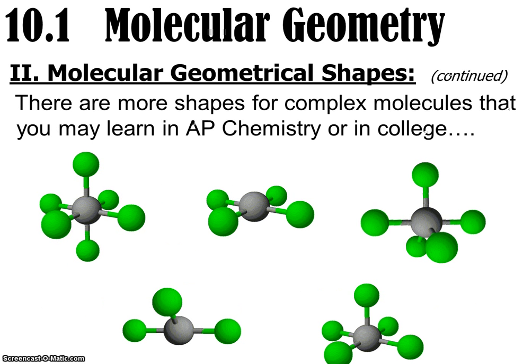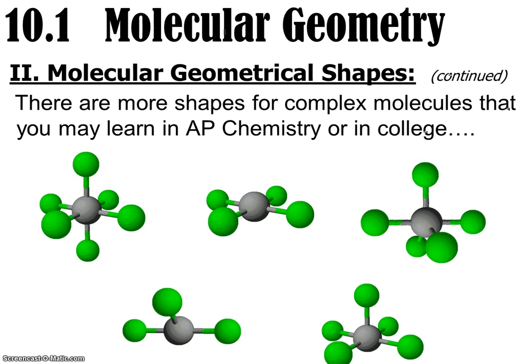For more complicated molecules that break the octet rule, there are many more shapes, as you can see here in this picture. There are ones called seesaw, octahedron, all kinds of interesting different shapes for molecules that break the octet rule. So we're not going to cover them now. You might learn them in AP Chemistry or if you take chemistry in college.